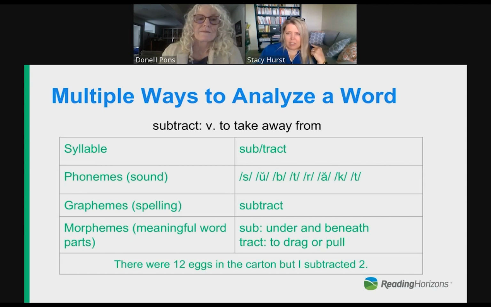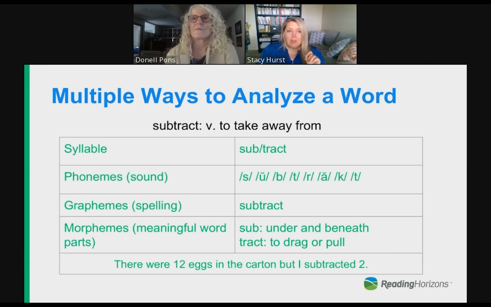How many sounds in that syllable? S, U, B. Exactly. Tract, t, act. And again, we're building phonemic awareness at this point, phonological and phonemic awareness already. We're not even 2 seconds into the word, right?